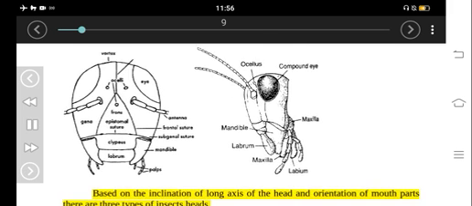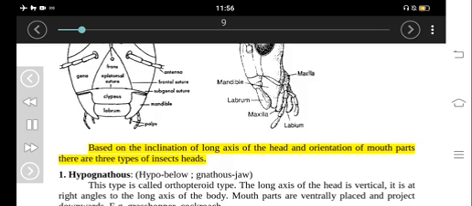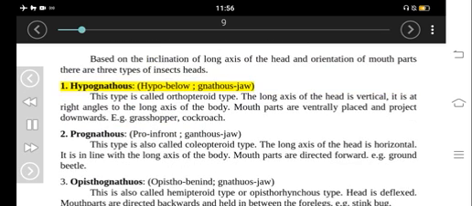Based on the inclination of the long axis of the head and orientation of mouthparts, there are 3 types of insect heads. 1. Hypognathous, hypo meaning below, gnathous meaning jaw. This type is called orthopteroid type. The long axis of the head is vertical, at right angles to the long axis of the body. Mouthparts are ventrally placed and project downwards, e.g., grasshopper, cockroach. 2. Prognathous, pro meaning in front, gnathous meaning jaw. This type is also called coleopteroid type. The long axis of the head is horizontal, in line with the long axis of the body. Mouthparts are directed forward, e.g., ground beetle. 3. Opisthognathous, opistho meaning behind, gnathous meaning jaw. Head is deflexed.